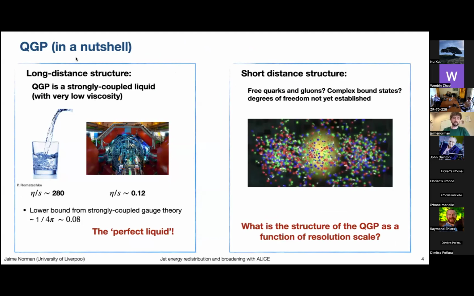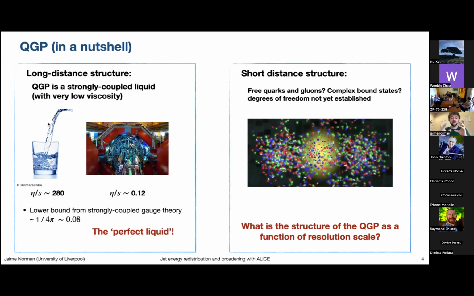Over the 20, 30 years that we've been experimentally studying the Quark-Gluon plasma, we've determined that in its long-distance structure, it acts like a strongly coupled liquid with very low viscosity. Roughly comparing the viscosity over entropy density, we get a value for the Quark-Gluon plasma created in heavy ion collisions much lower than any liquid that we know of, and very close to the lower bound for a strongly coupled gauge theory. So this has led to it becoming known as the perfect liquid.